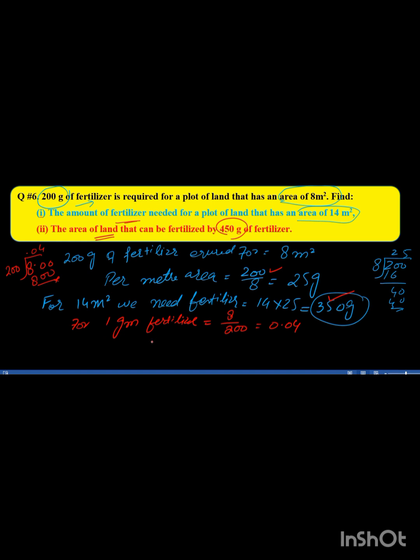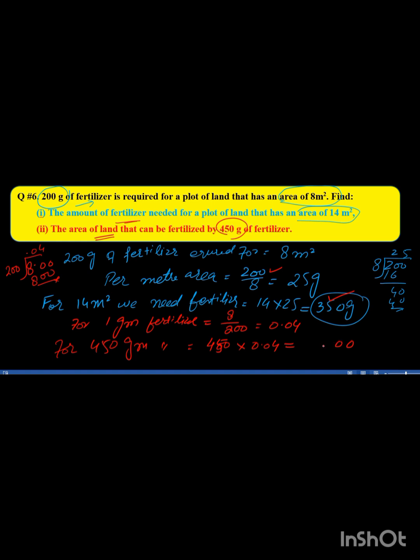So for 450 grams, for 450 grams fertilizer, we need how much area? So simply you have to multiply 450 with, sorry, it's 450, not 400. 450 into 0.04. So after multiplication, you will get your answer.